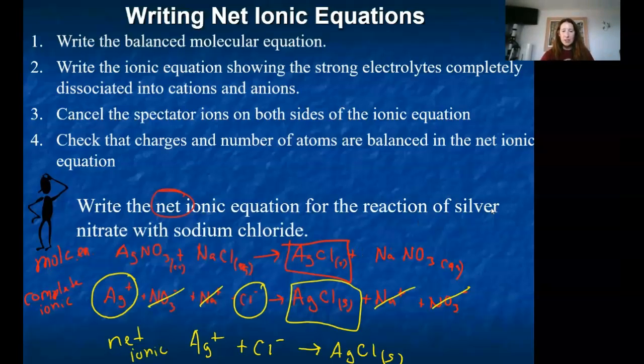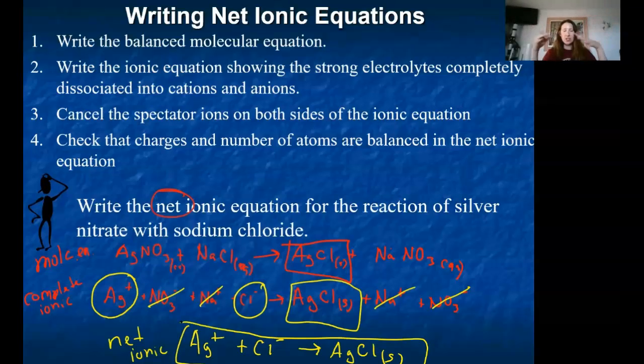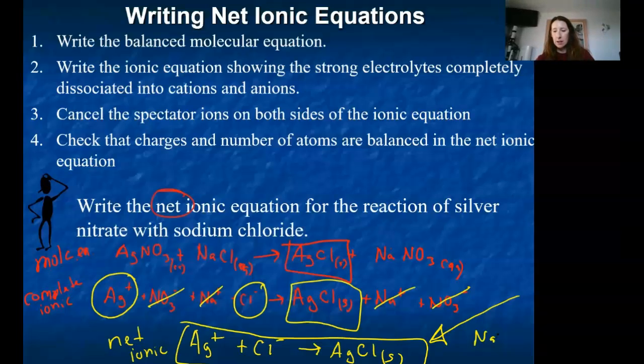So if we want to know what actually happened in the reaction, this is what actually happened. The rest of this is just extra stuff. If you're taking 219 or 229, in 229 we only deal in net ionic equations, because it's actually what's happening in the reaction. Now, if I ask you what the spectators are, they're the ones you crossed off. We crossed off Na and we crossed off NO3.